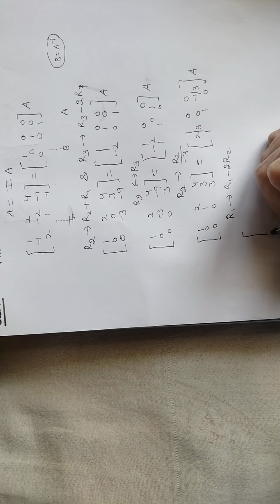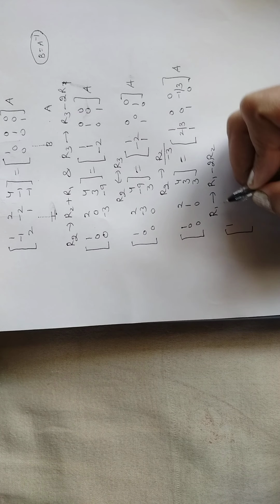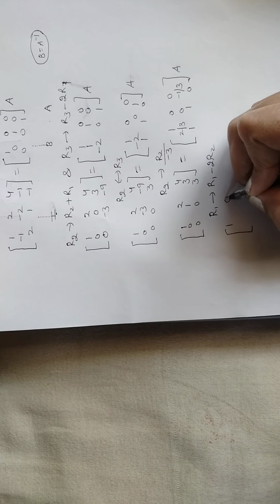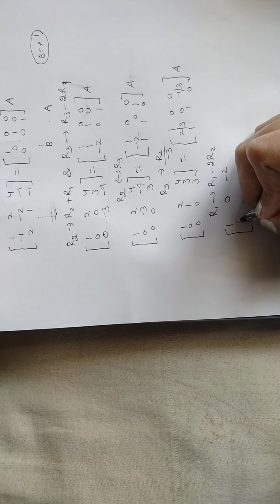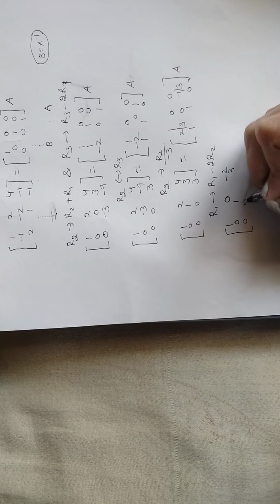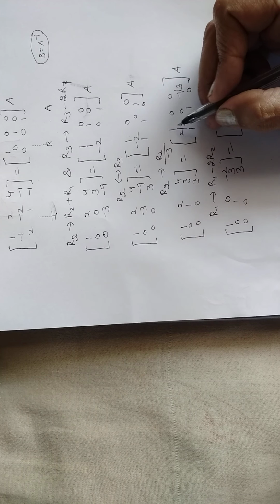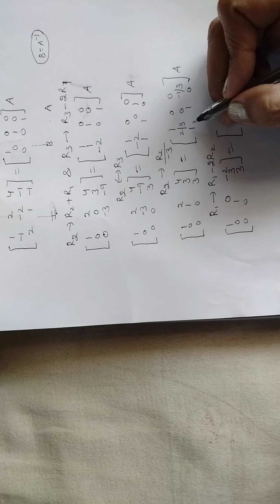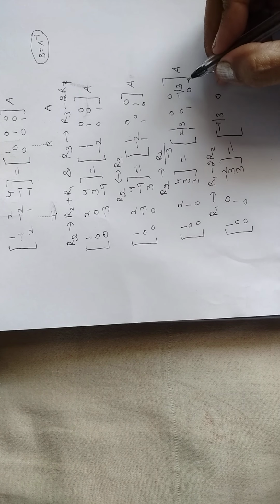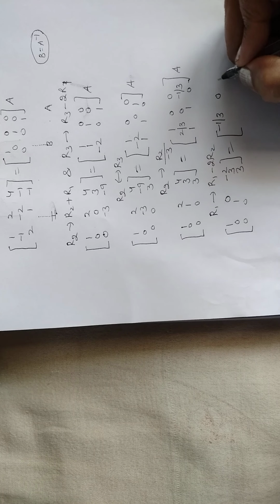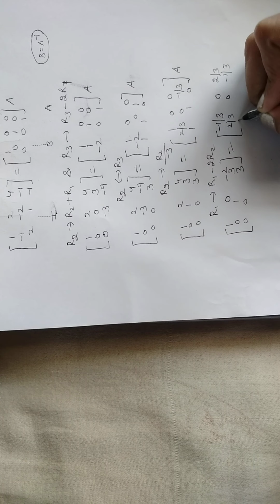Clear? So it will be 1, this minus twice times this, it will be minus 2. These two rows will remain as it is, and here this minus twice, that is 1 minus 4 by 3. 1 minus 4 by 3 is minus 1 by 3. 0, this will be 2 by 3. These two rows will remain as it is.